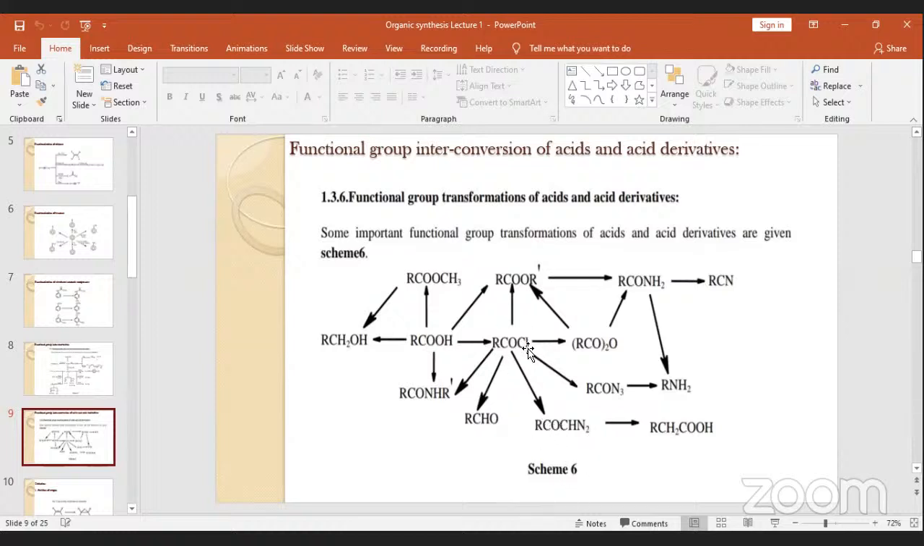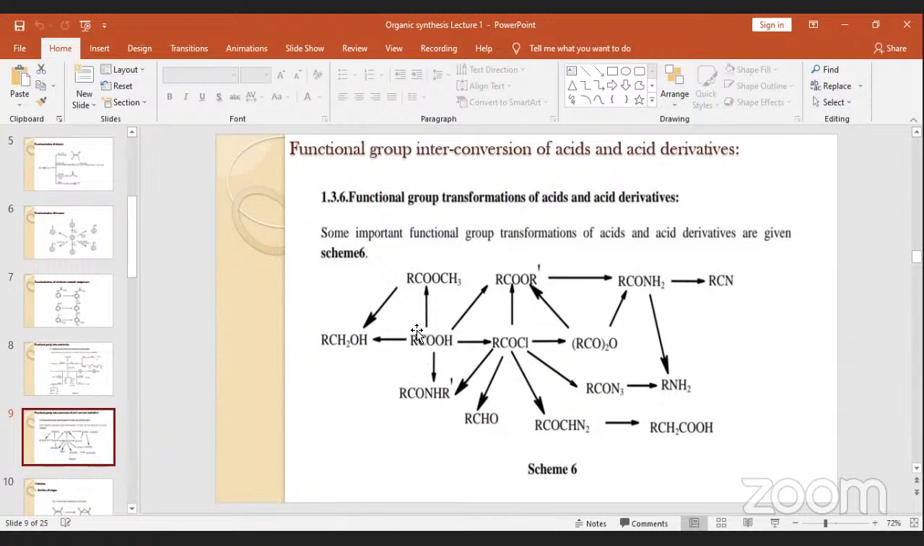Okay, and the COCl can be converted to azide. This azide can be reduced to amine. Again, this amine can be converted to a variety of other products as I have shown you. Here I have taken R can be Ar or it can be alkyl group. R may not be alkyl group. Here R can be aryl group also.